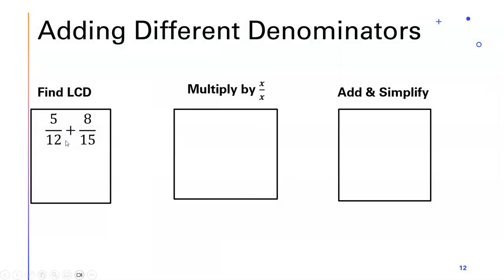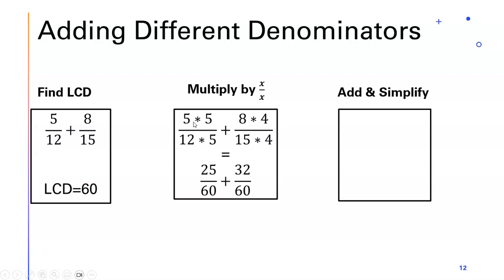Another example is 5 over 12 plus 8 over 15, and you can find your lowest common denominator, which would be 60. And then multiply 5 over 12 times 5 over 5, and that will give you your new fraction, 25 over 60. The second fraction, 8 over 15, you would multiply by 4 over 4. That way 15 times 4 gives you your common denominator of 60, and 32 for your numerator. Then you can add and simplify, so 25 plus 32 gives you 57 over 60, and you can simplify this to 19 over 20 by taking out a factor of 3 for both your numerator and denominator.